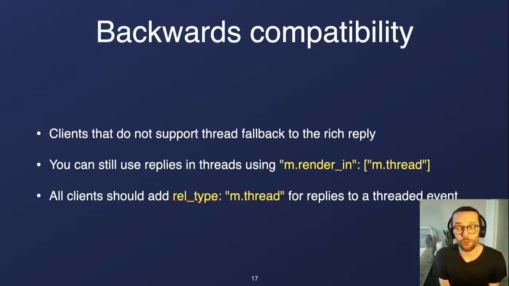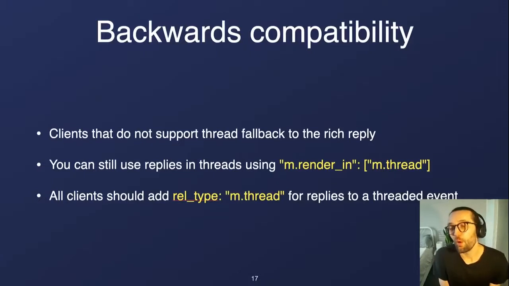But we've also decided to add a new flag to that m.in_reply_to to say to clients, hey, this is actually a genuine reply that you should render in your client, and this is not just a fallback. And you do that by adding m.render_in with m.thread. It's deliberately been created that way so that you can have different rendering targets added over time, so that in the future you could potentially broadcast a threaded message onto the main room.